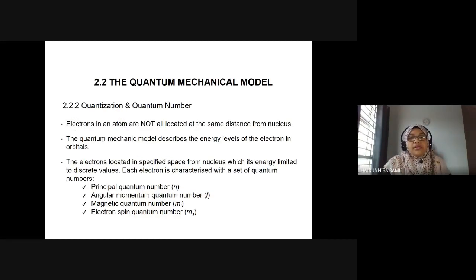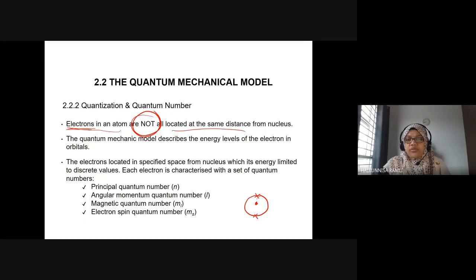Okay, so because of that, from all of the theories, actually we can conclude that electrons in the atom are not located at the same distance from nucleus. Semua electron tu, meaning that what you have learned using Bohr theory, you buat macam ni kan, this is nucleus. Okay, ini shell yang pertama. You add electrons sini kan, two electrons. Meaning that we assume kalau sepatutnya size dia sama lah. Jarak kat sini macam sama ke apa kan.